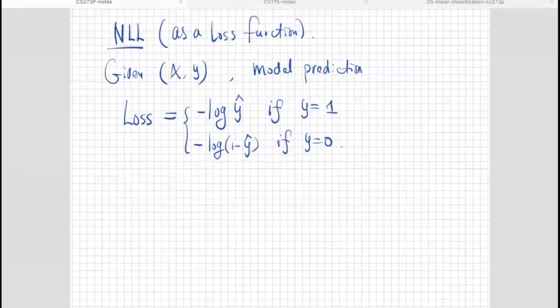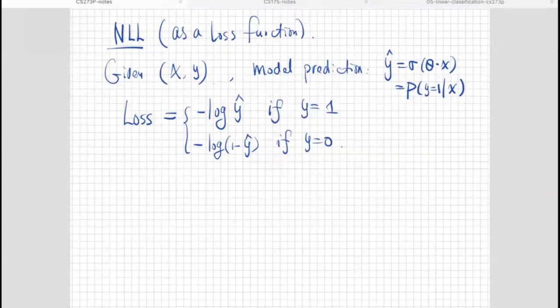Y hat is equal to sigmoid of theta dot x here. And then we have the interpretation of y hat: this is the probability of y equal to 1 given the x here. And that's why we talk about it. All right, so this is my new loss function.